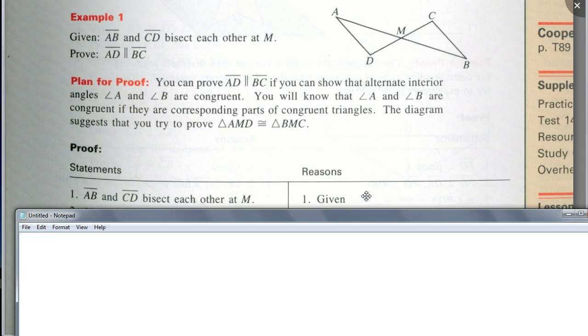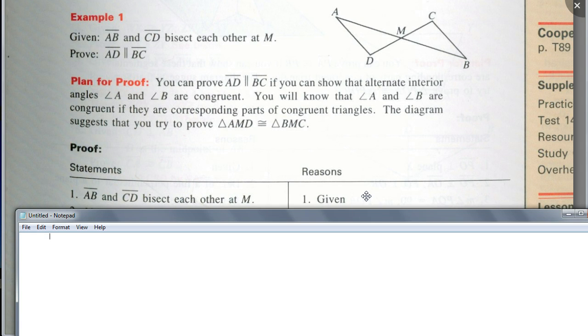It's not so easy to actually do a two-column proof, isn't it? Because you have to do this in logical sequence, right? So that's the part that we're learning. In our head, we know why they're parallel. So now we're going to start with this given. What are we going to say after this given? That AB and CD bisect each other at M.